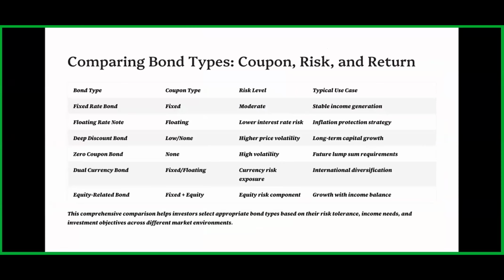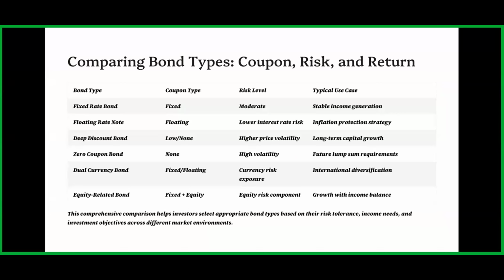That is the fixed rate bonds, floating rate notes, deep discount bond, zero coupon bond, dual currency bond, and the equity related bond. Okay, first we see the coupon type. What interest rates are offered by the different types of bond. First one is the fixed rate bond. So from the name itself, we understand that the coupon rate is fixed in the fixed rate bond. In the floating rate note, the interest rate is the floating one.